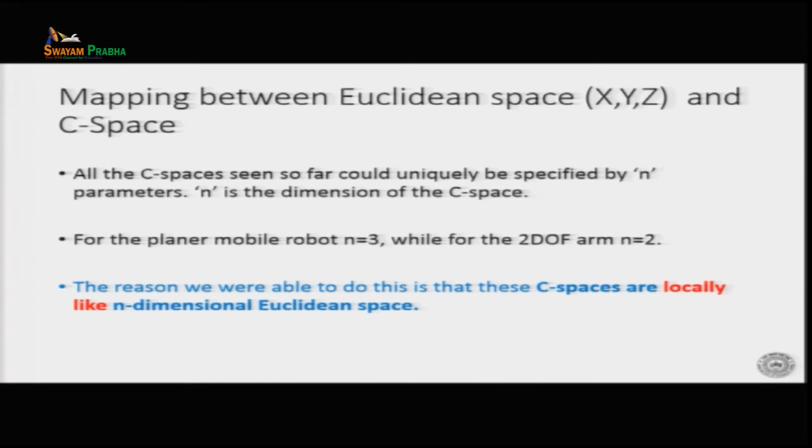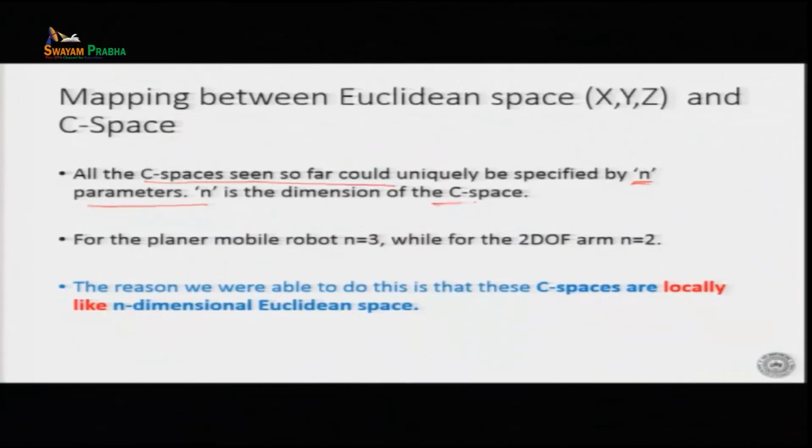Okay. Now, the C spaces that we have seen so far could be specified by n parameters, where n is the dimension of the C space. Okay. So, all the C spaces that we have seen, one for the mobile robot and one for the serial arm, can be specified by n parameters, where n is the dimension of the space. So, in the case of the mobile robot, if it is a point, its x, y dimension is 2 and degree of freedom is also 2, whereas for the serial arm, the degree of freedom is 2, which is theta 1, theta 2, and the dimension of the C space is also 2.